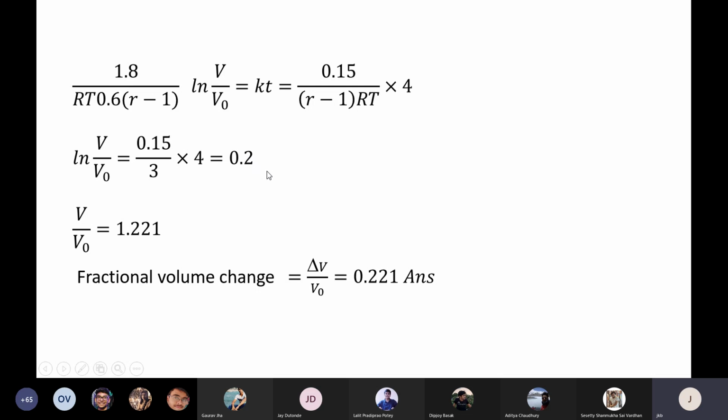So it is a typical problem. If I do not describe it, it is difficult to solve. So now you can solve it. V by V0 is 1.221, so 22% volume rise, 22.1%. And fractional volume change is 0.221. This is the answer.